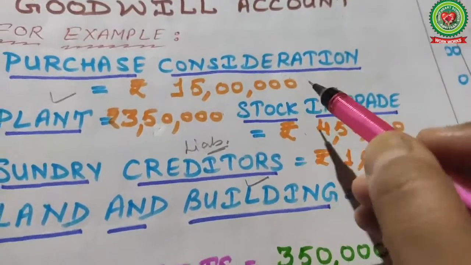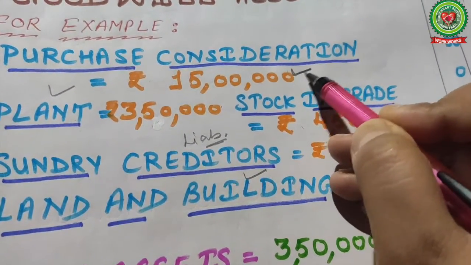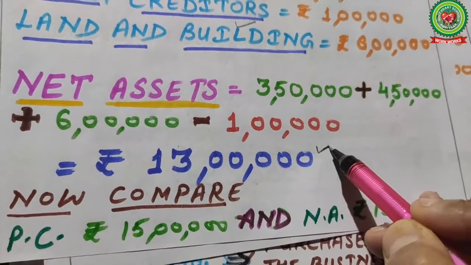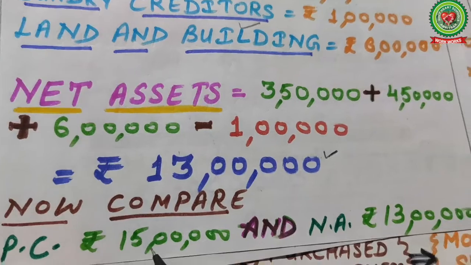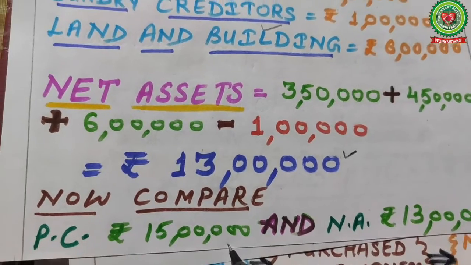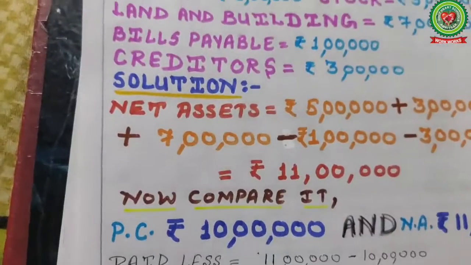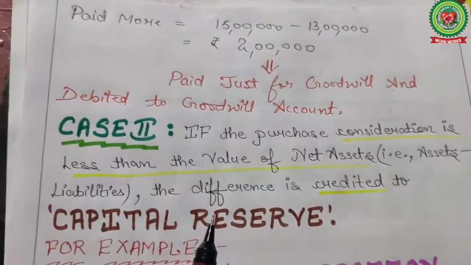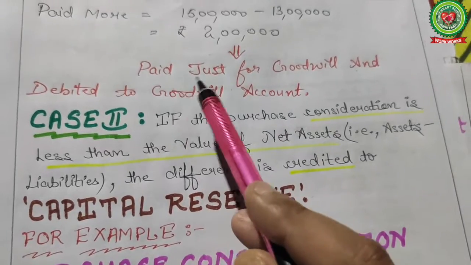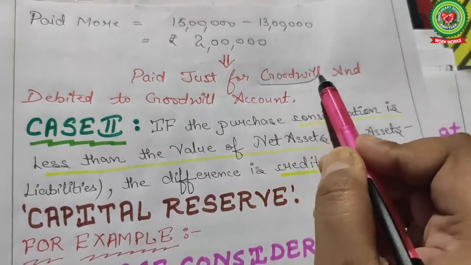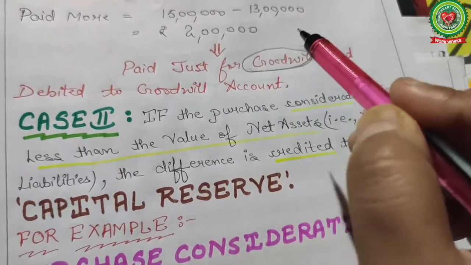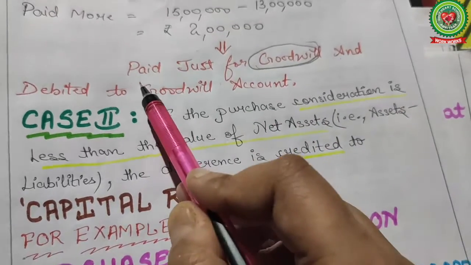Now you have the purchase consideration, 15 lakh, and the net assets received from the business, 13 lakh. Compare them: you undertook the business with a net worth of 13 lakh, which means you paid more. 15 lakh minus 13 lakh, you paid 2 lakh more. You paid just for goodwill, which means it is only for the goodwill of that person. You purchased the goodwill of the person, and it is debited to the goodwill account.